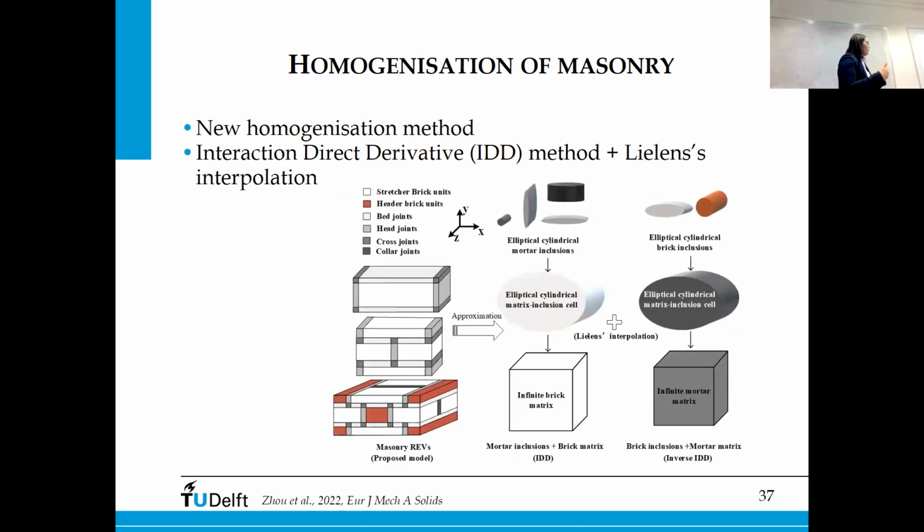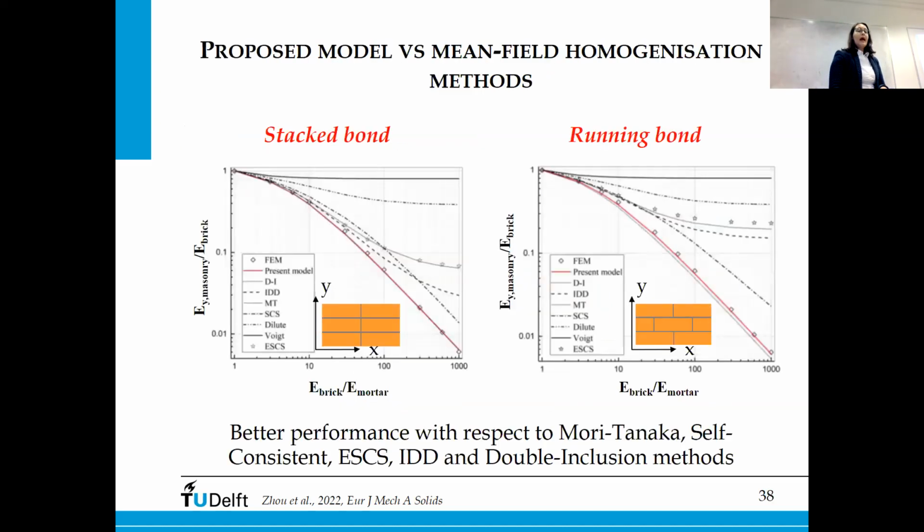But when we were trying to play with this, we actually found out that one of the two assumptions will not lead to satisfactory results. So we developed a new homogenization scheme where we use the IDD method together with Nernst interpolation. But basically, it works that you first consider the matrix as an inclusion, the mortar as an inclusion, and the brick as a matrix, and then calculate for the opposite case, and then you interpolate the solution. And here you can see for two types of bond that our method, the red line, is quite close to the finite element simulation.